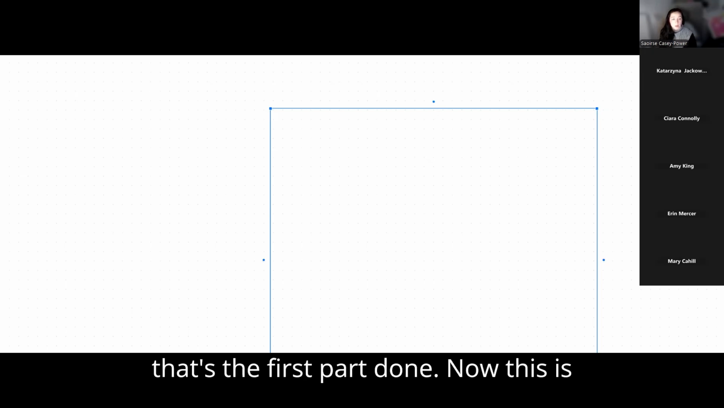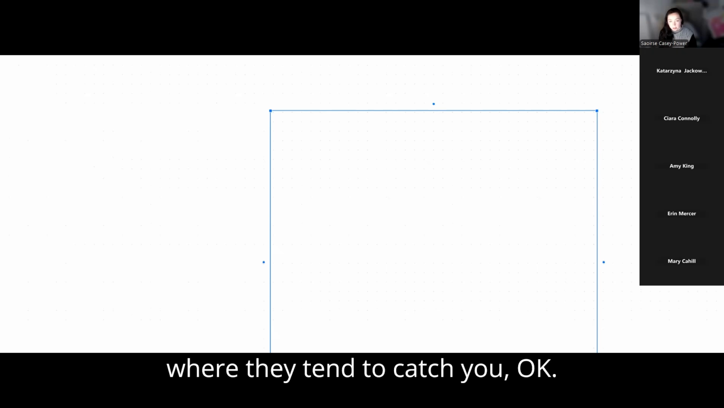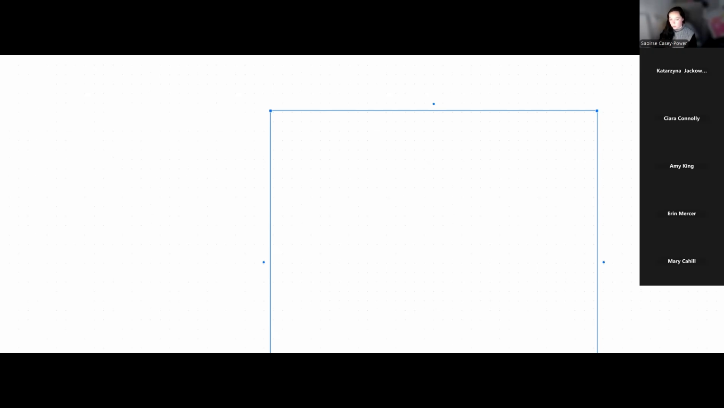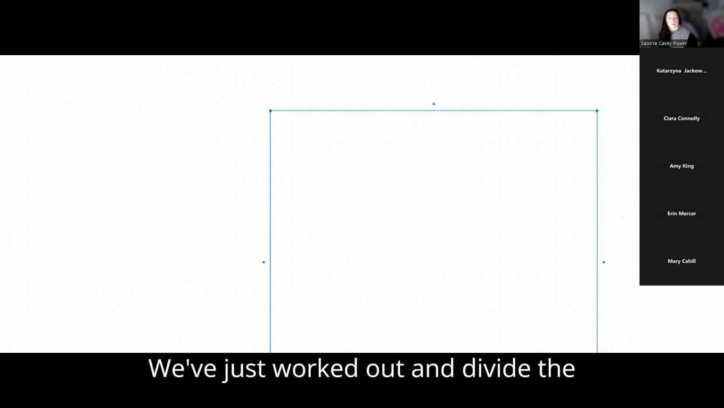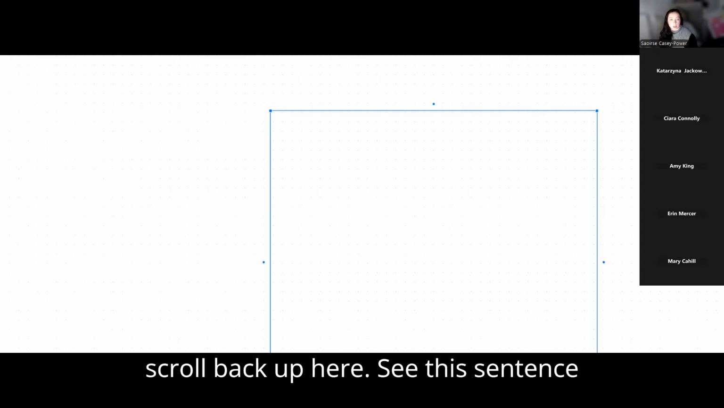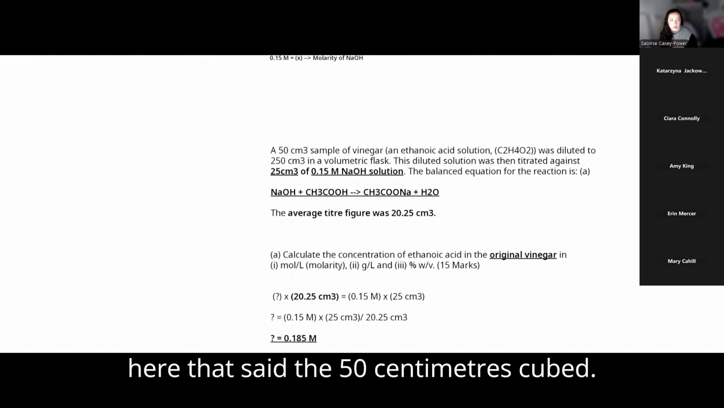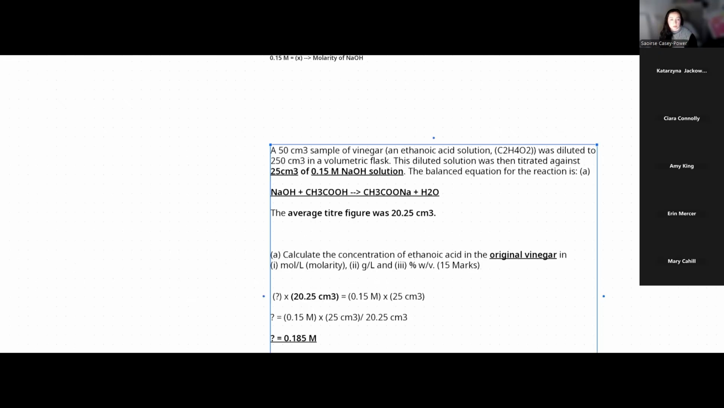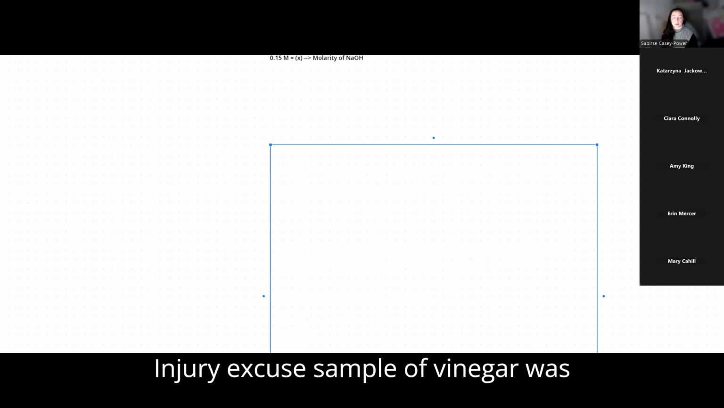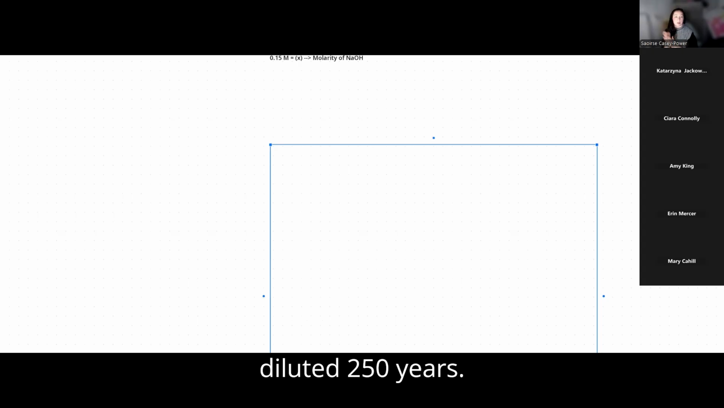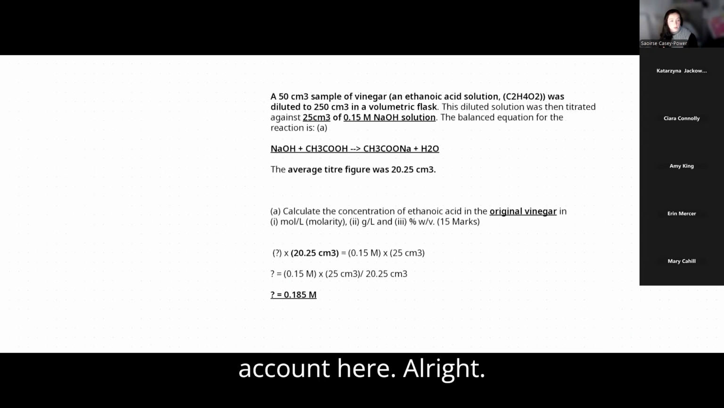So that's the first part done. Now, this is where they tend to catch you. You often see this as the original solution. We've just worked out, and if I scroll back up here, see this sentence that says 50 centimeters cubed sample of vinegar was diluted to 250 ml. So we need to take that dilution into account here.